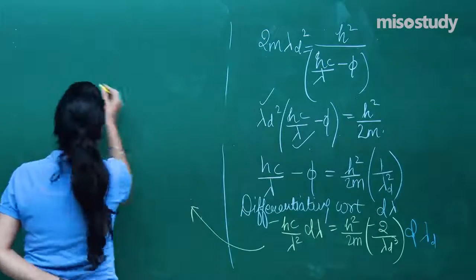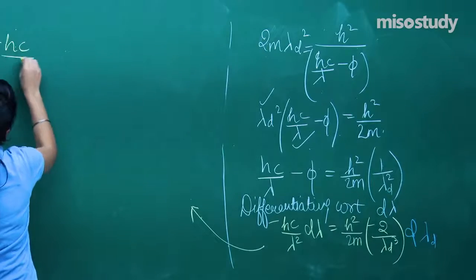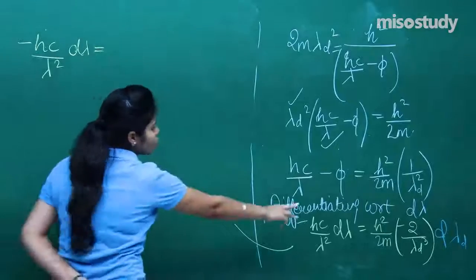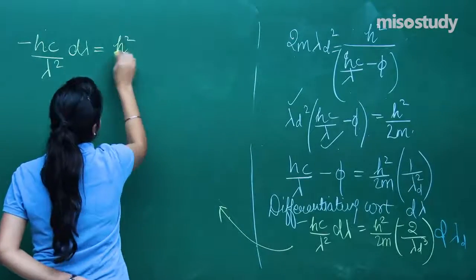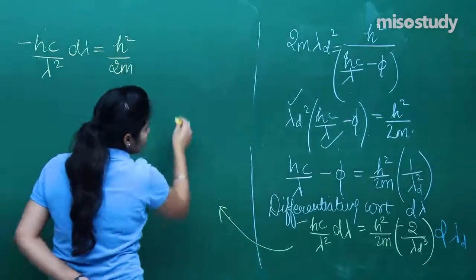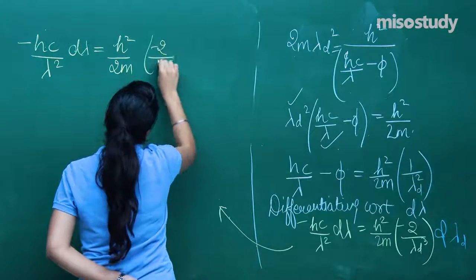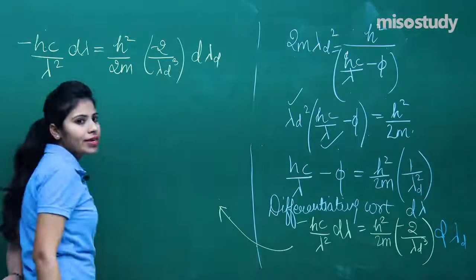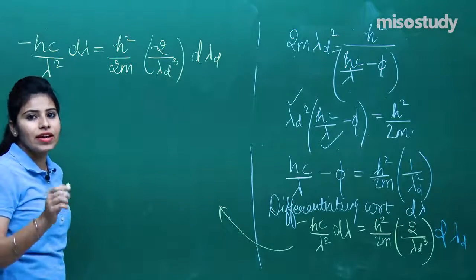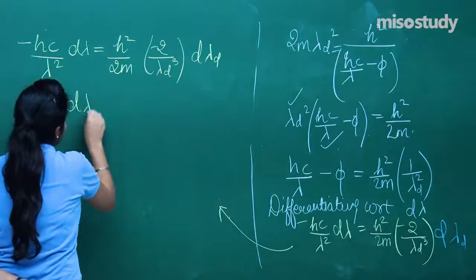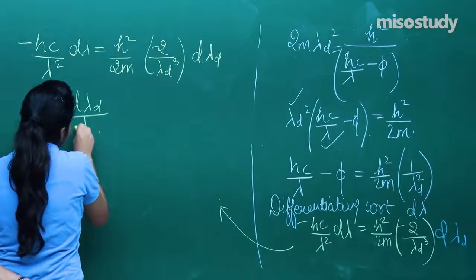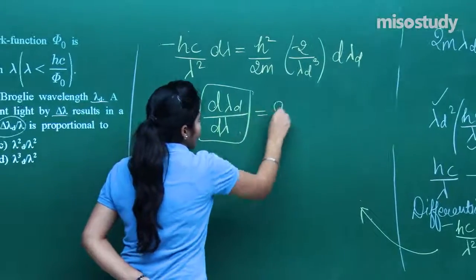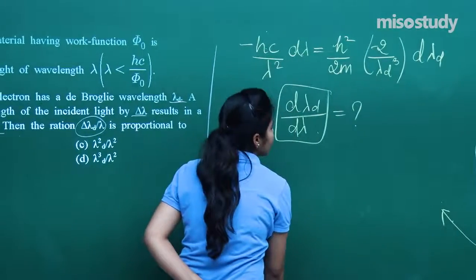So now we are having this equation as minus hc by lambda square into d lambda, this is equal to h square by 2m into minus 2 into lambda_d cube into d lambda_d. And now we have to find a relation. The relation is between d lambda_d divided by d lambda. This we have to find in the question.